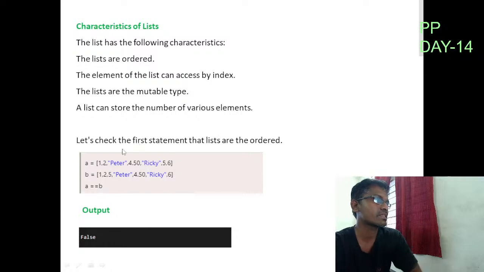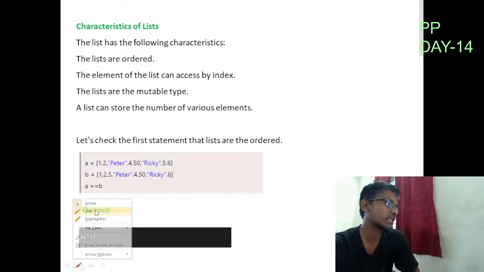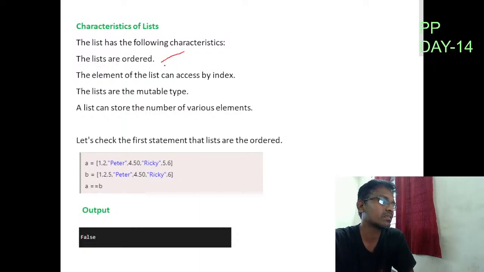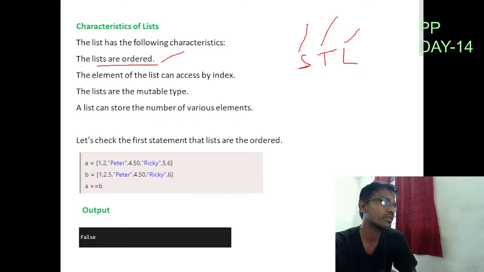So what are the characteristics of a list? So first one is the lists are ordered, like a sequential data type. So what are the different types of sequential data types? That will be called STL. So that is string, tuple, and list. So list comes under sequential or ordered collection of data type.